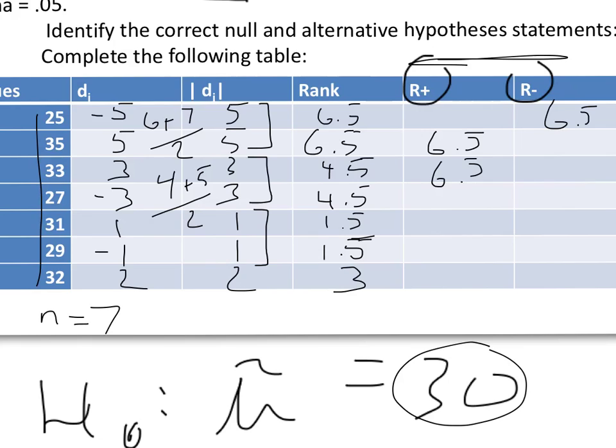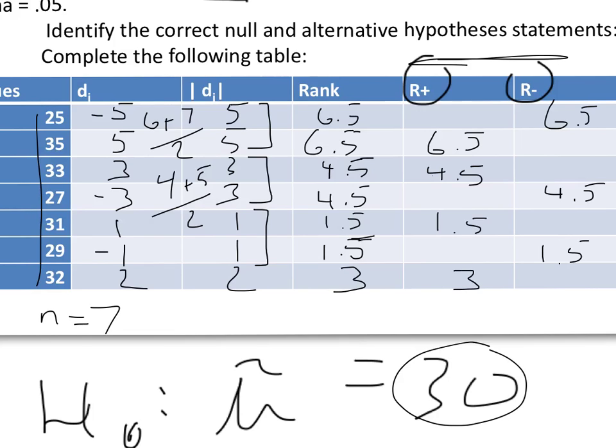Excuse me, and I'll just erase that. It's not 6.5. They can't all be 6.5. This one is 4.5, and then we have 1.5, and another 1.5, and then we have rank. The third rank here is in the positive column.